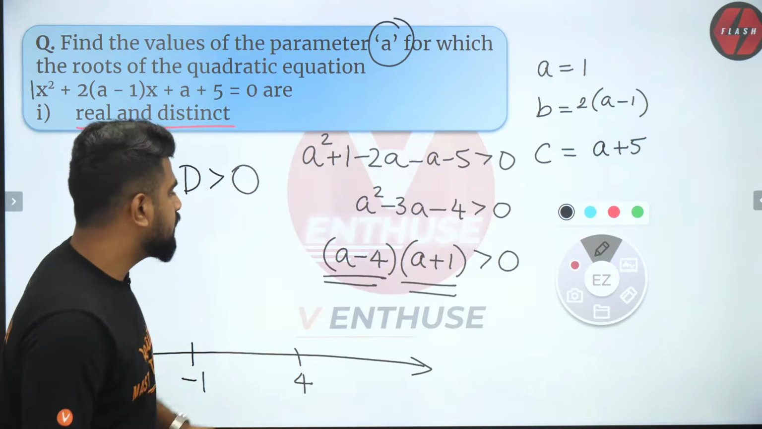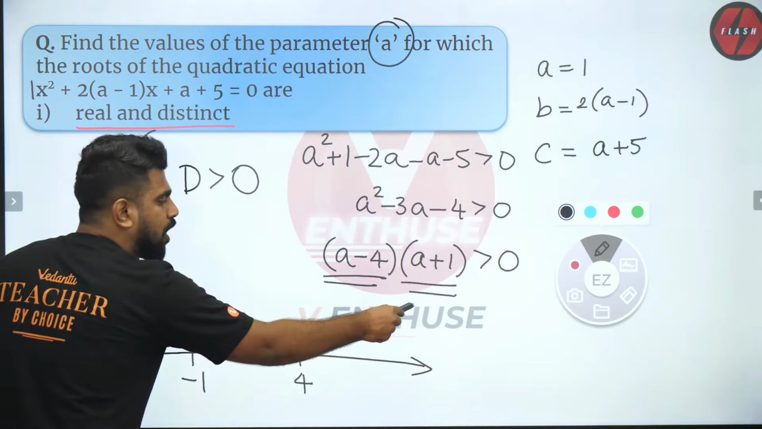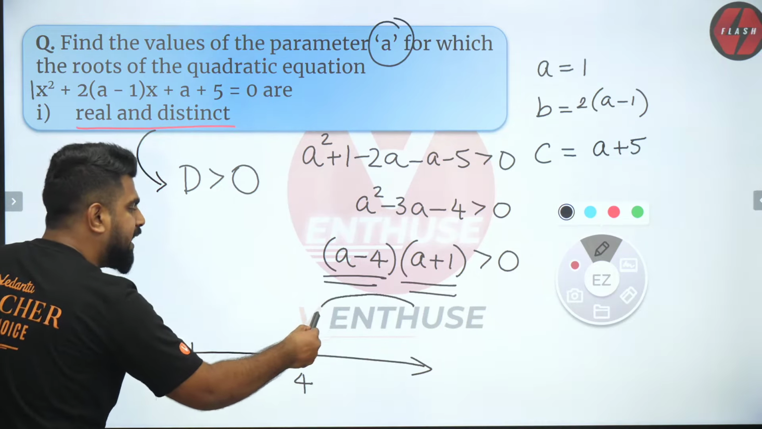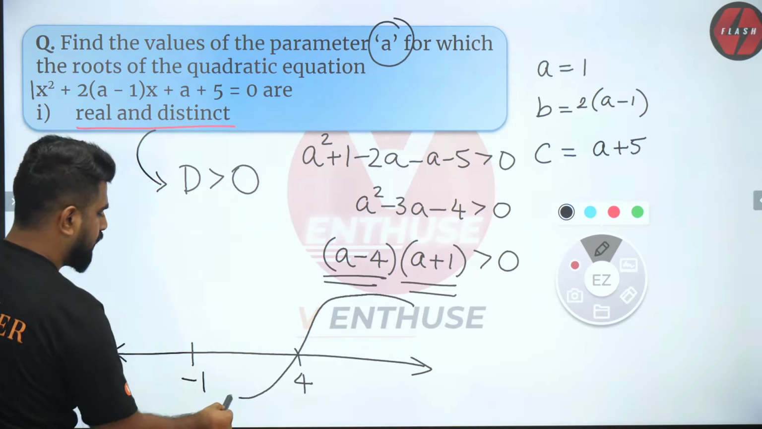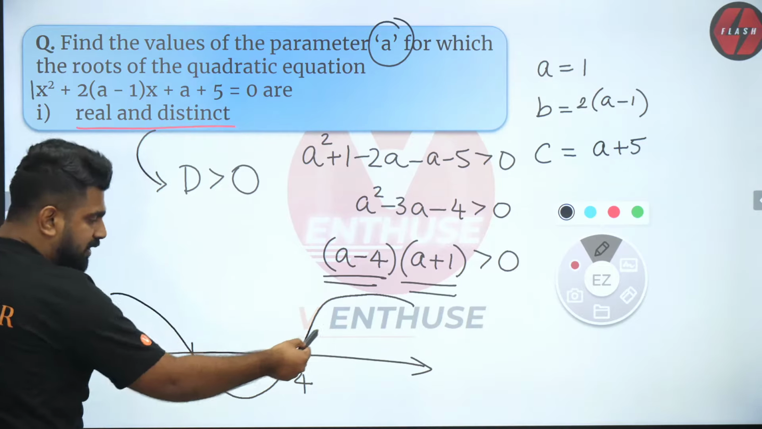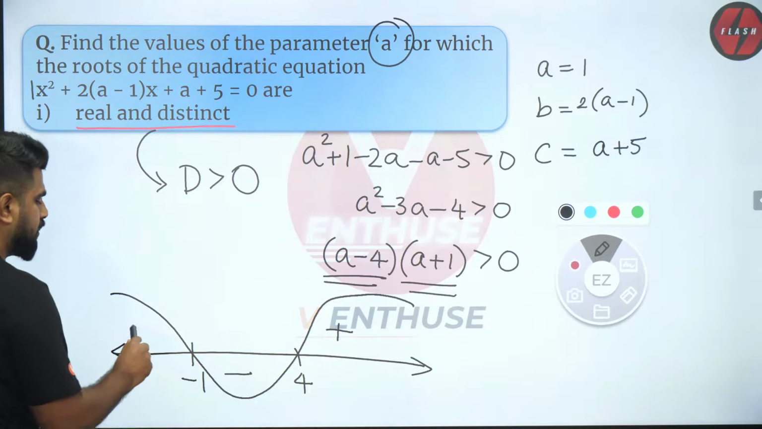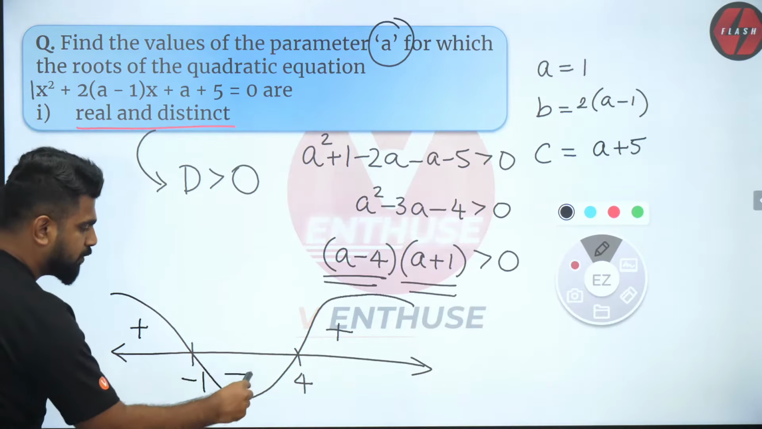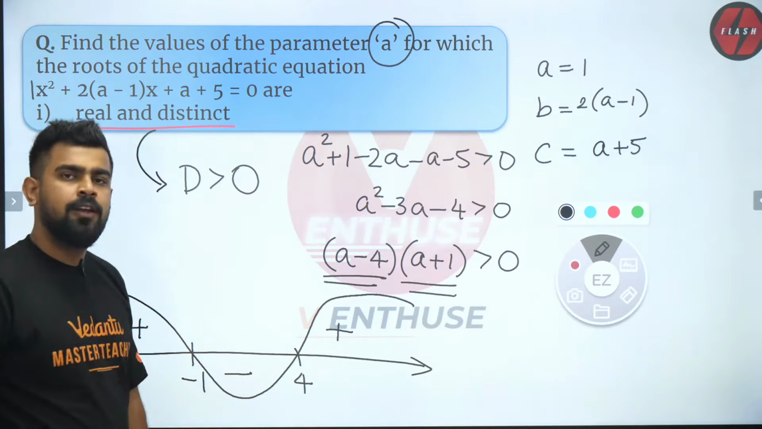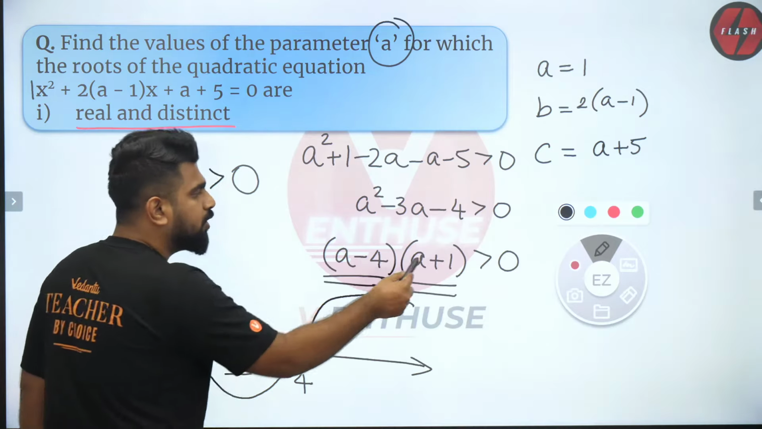Then what you do is, you start from the top right corner and draw a wavy curve which goes alternating in sign. So this is plus, this is minus, this is plus. Why minus? Because it's below the axis. Got it? Now what do we want to find?